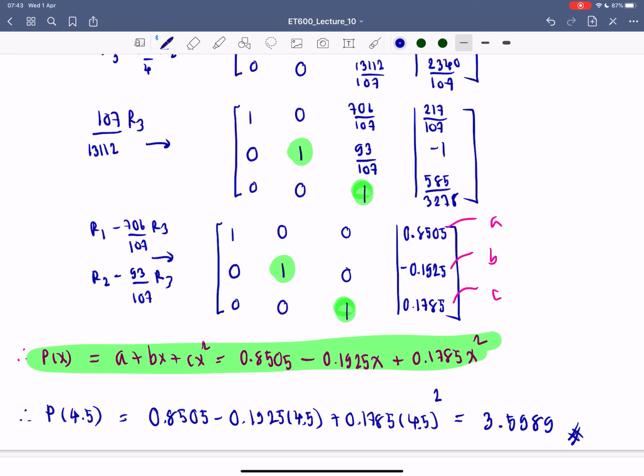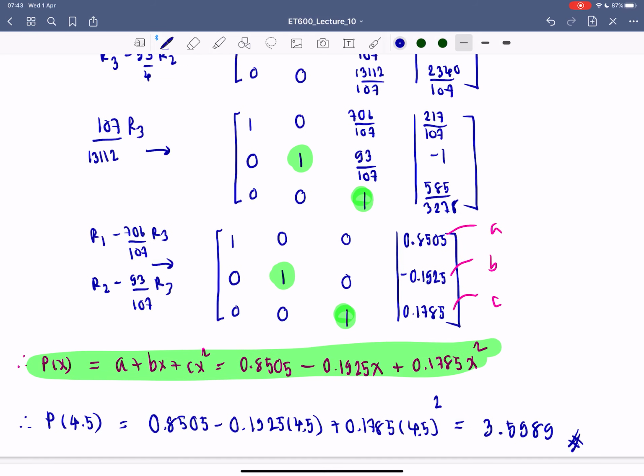Don't forget that when you do this in the exam, if you happen to have a system of normal equations, you have to show me the detail of the work, how to solve the system for the constants A, B, and C.